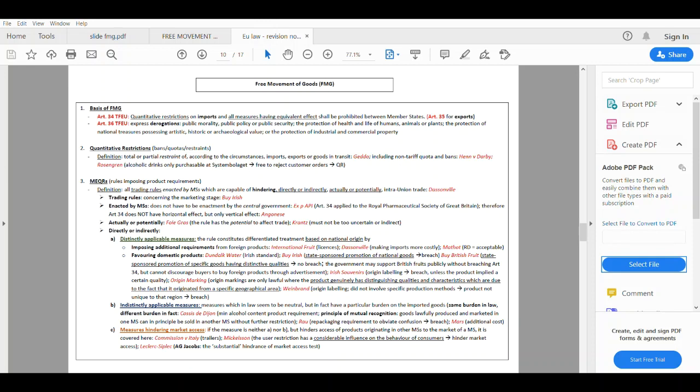However, there are exceptions to this rule. The first set of exceptions can be found in Article 36 of the TFEU. It provides specific circumstances in which a breach of Article 34 can be justified. And the second set of exceptions can be found in the judgments of the Court of Justice of the European Union. These are sometimes referred to as the rule of reason.